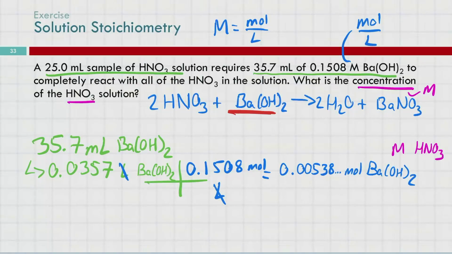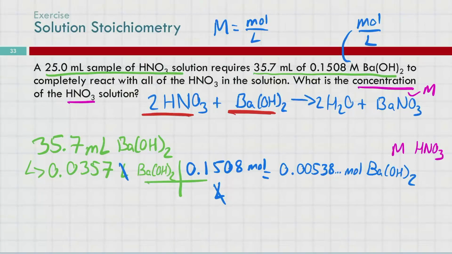And what's the other thing that we care about? What's the other chemical that we have? HNO3, nitric acid. Right, that's the other thing that we care about. We've got a number for nitric acid as well. We've got 25 milliliters for nitric acid. And we're trying to get to a molarity, a concentration of nitric acid. So we're going to be converting to nitric acid.